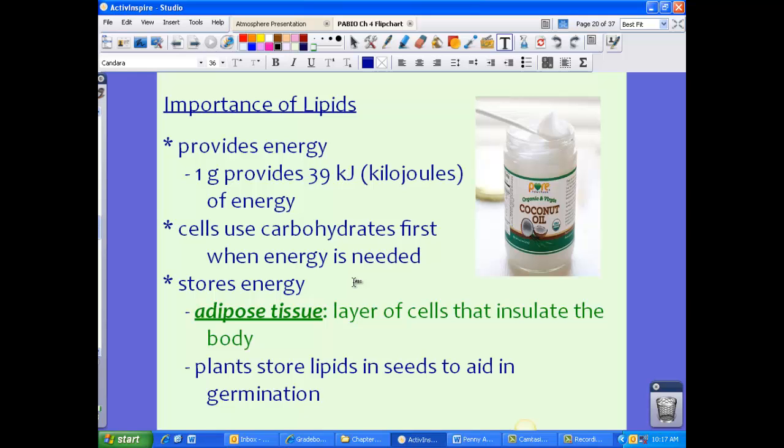And there's a layer of tissue called adipose tissue. Now this is a layer of cells that insulate the body. Plants store lipids in their seeds to aid in germination. So animal bodies will layer it in adipose tissue, and plants will store it in their seeds for germination to help them grow.